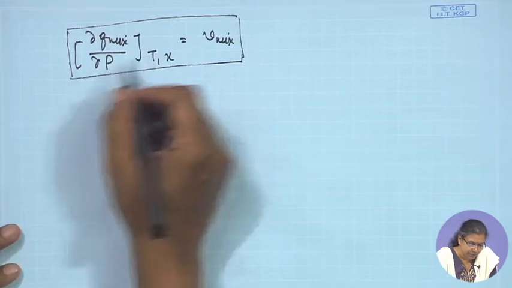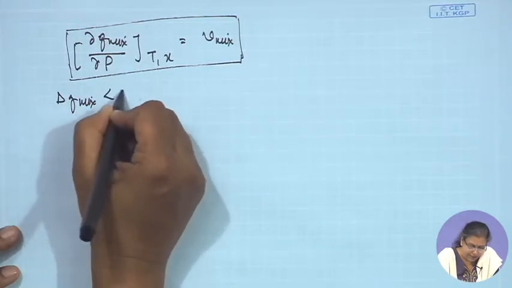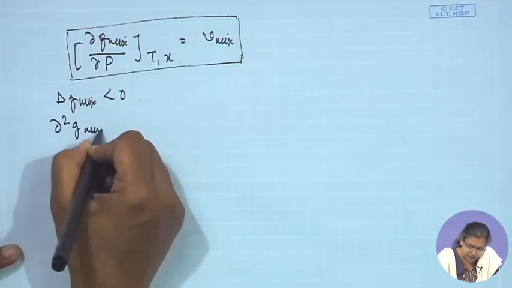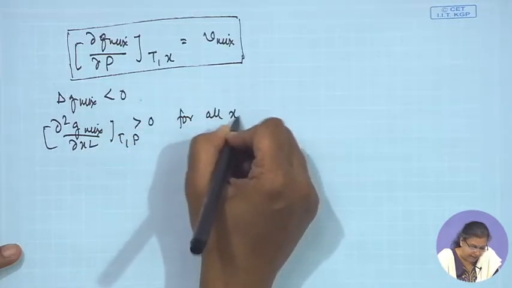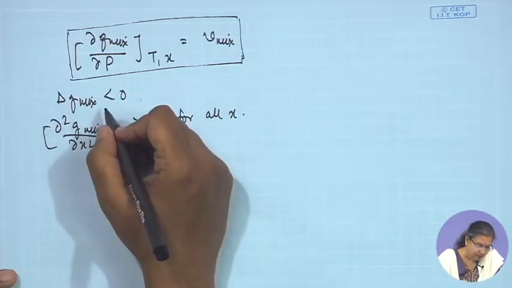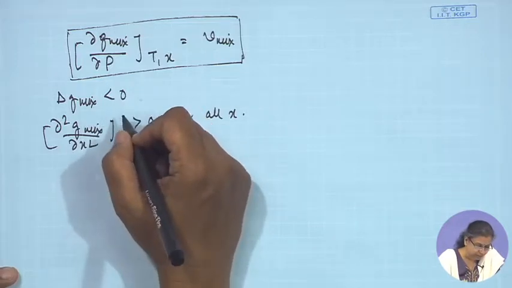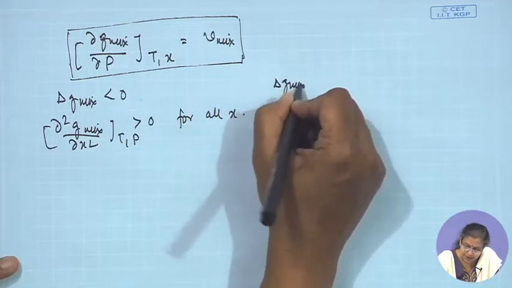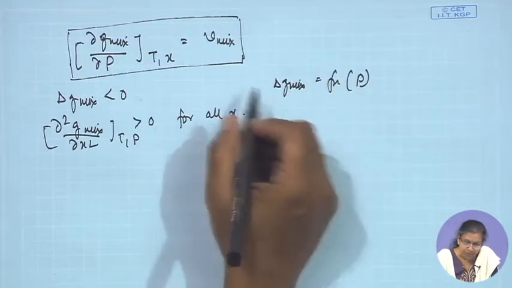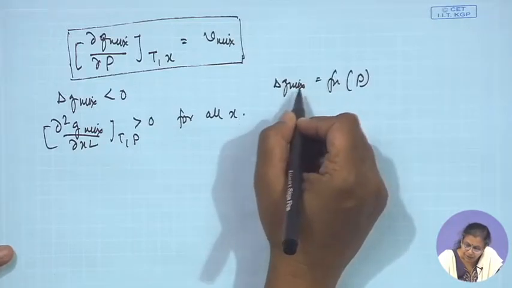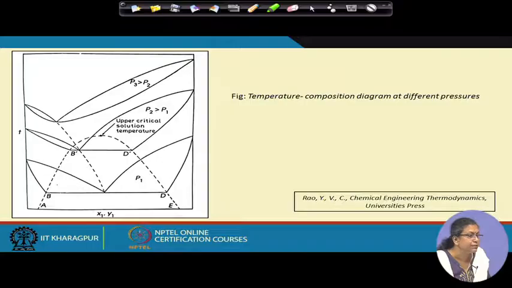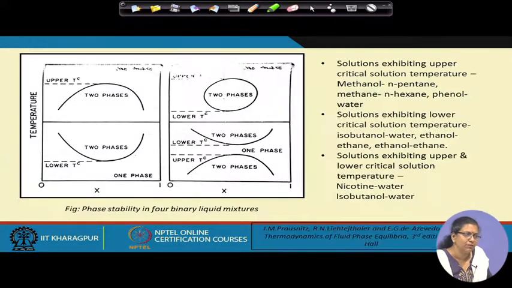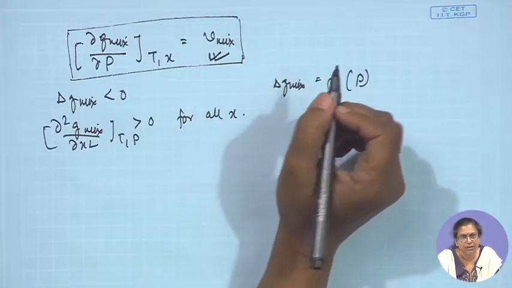Now, two components will be mixing, as I have already mentioned, provided delta G mix is less than 0 and del 2 G mix del X 2 at constant temperature and pressure is greater than 0 for all x. Only if this happens are the two liquids going to be miscible in all proportions. Now, we know that delta G mix is a function of pressure, and therefore, while an increase in pressure may lead to miscibility of the two components, just like I had shown in this particular case, it may also lead to immiscibility of the two components. So, very naturally, from this equation it is evident that it should depend upon the sign of V mix.